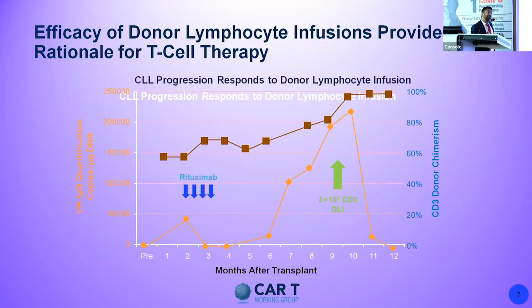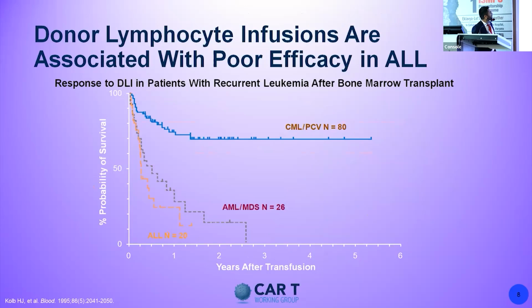The efficacy of DLI also, we know that DLIs work. This is a CLL patient who got a DLI, CML also. In the post-transplant patient who relapses, DLI does work. So these are the lymphocytes actually which are working. But you see in ALL, the response to DLI is not so great. Despite all kinds of treatment, outcomes of relapsed ALL remained poor. It was about 10% in the real world, maybe lesser than that.